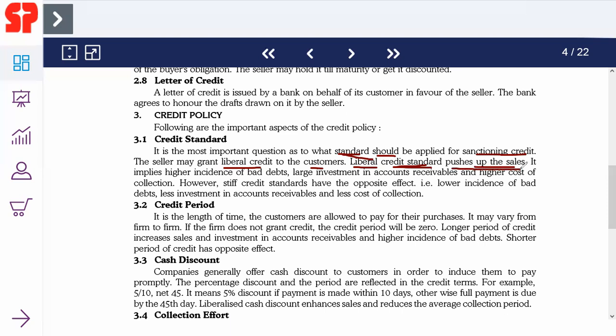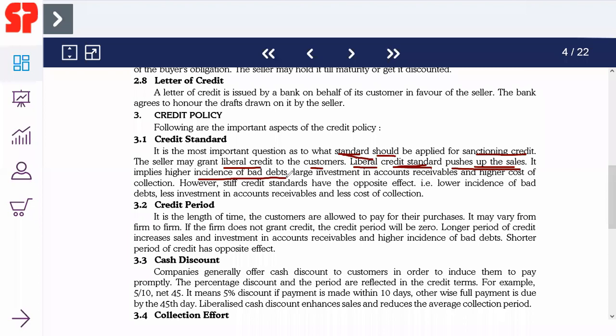One thing, but everything will have an opposite view also. If sales increase, there will also be a higher incidence of bad debts, because you are liberally giving credit to anybody without checking the historical behavior of that purchaser. Whether he has defaulted in the past or not, whether he has repaying capacity or not, whether he will give timely repayment or not. All these things you're not checking and giving liberal credit to everybody, even to new customers.